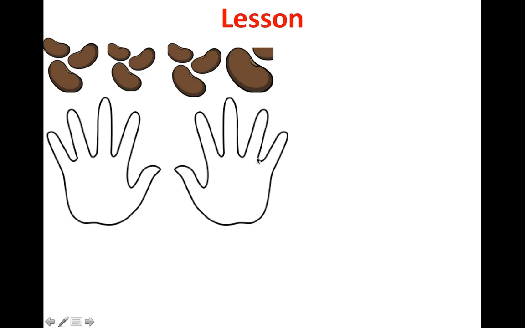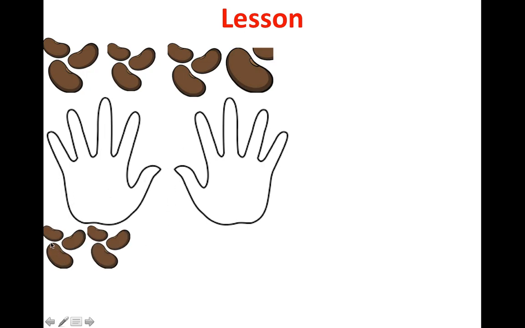So the first thing you'll do is draw 10 beans. If you don't know how to draw the beans, it's okay. You'll draw 10 circles. After that, you'll draw 2 hands. If you do not know how to draw 2 hands, then draw 2 big plates or 2 big circles or a square. Instead of the beans, you draw the circle. Instead of the hands, draw 2 squares.